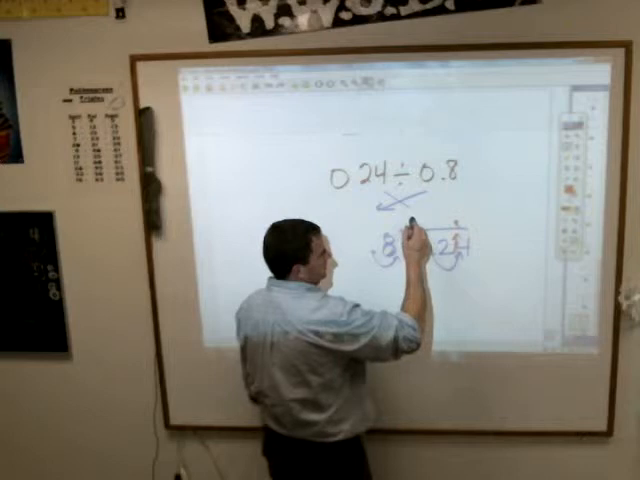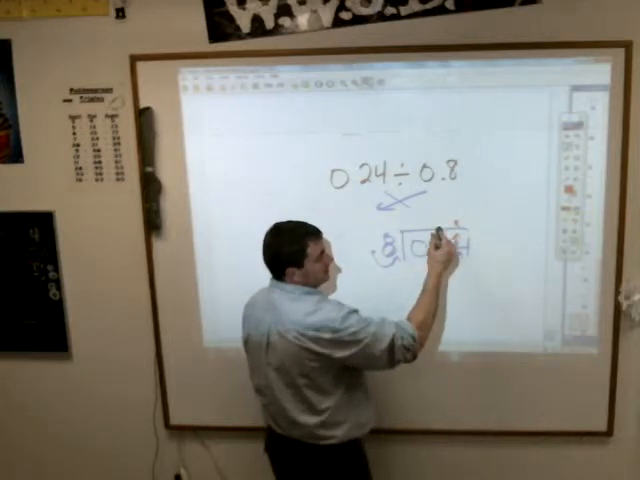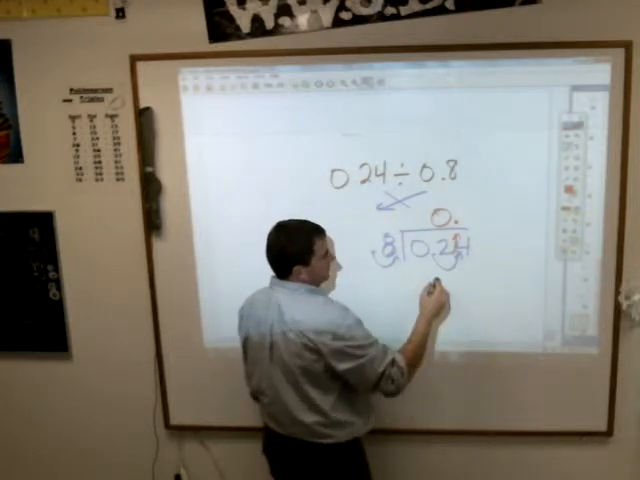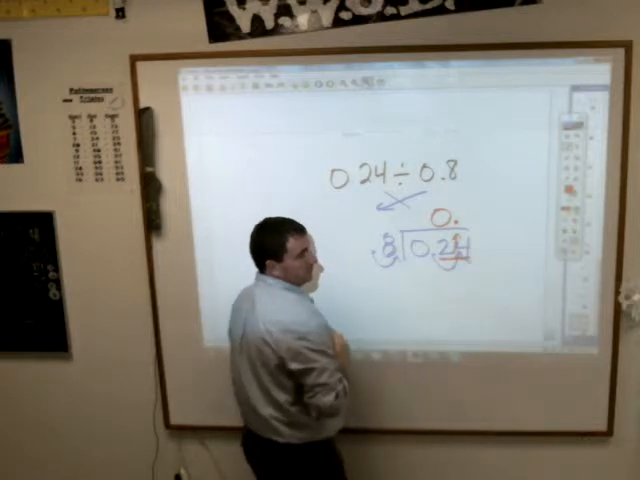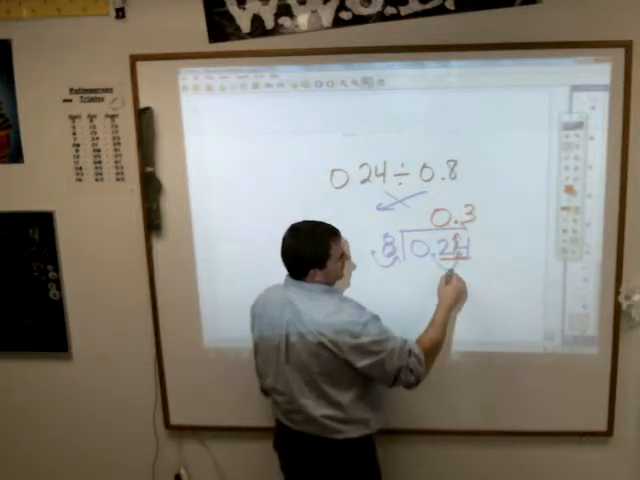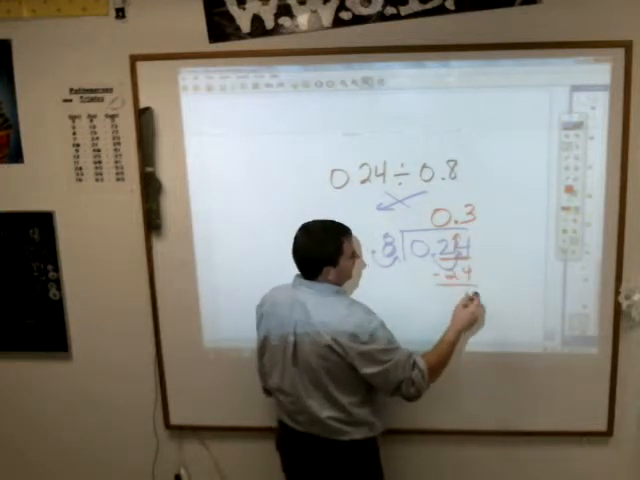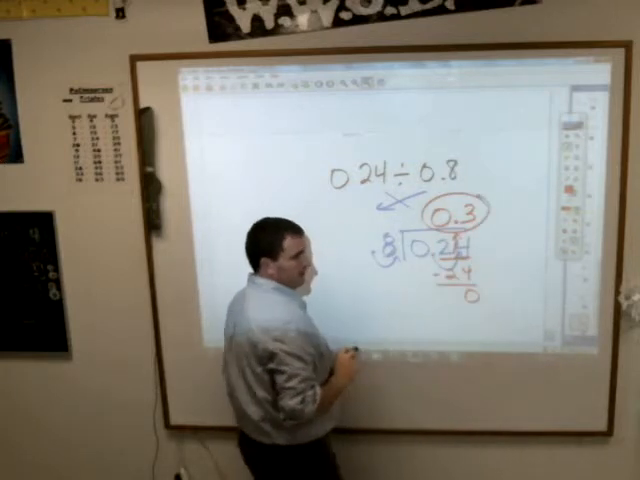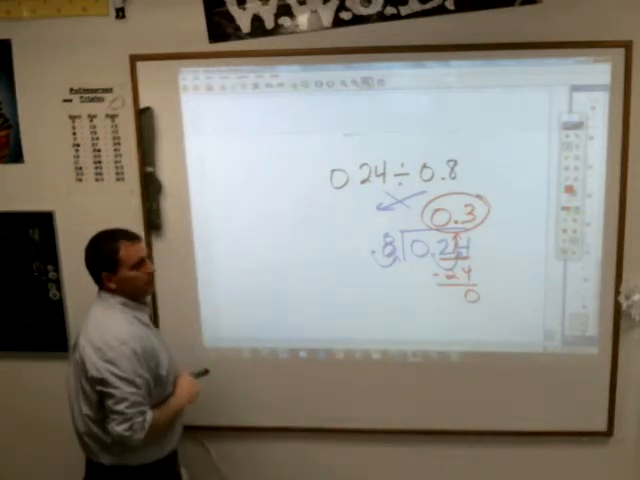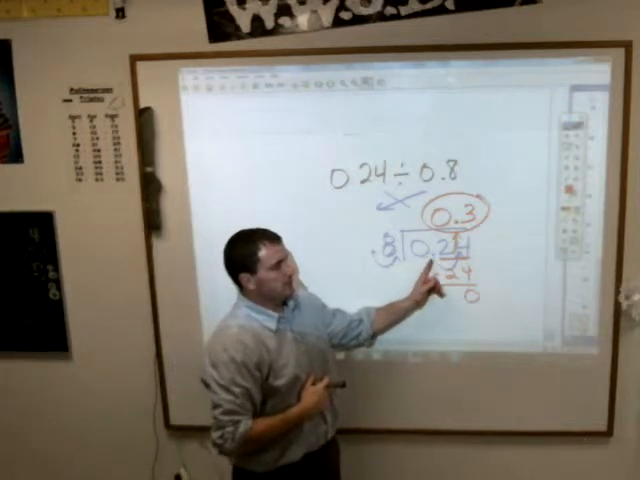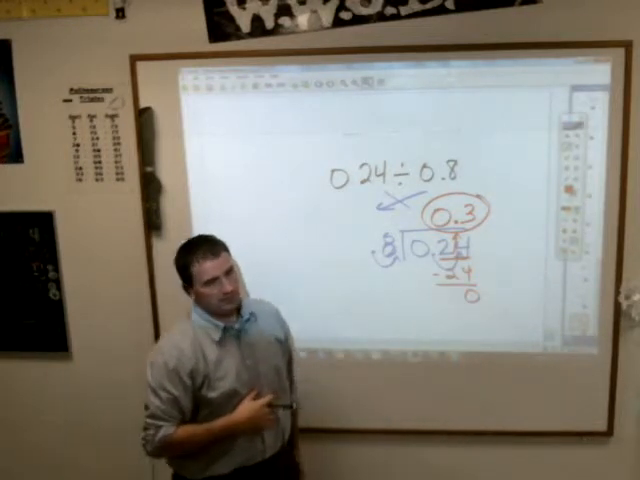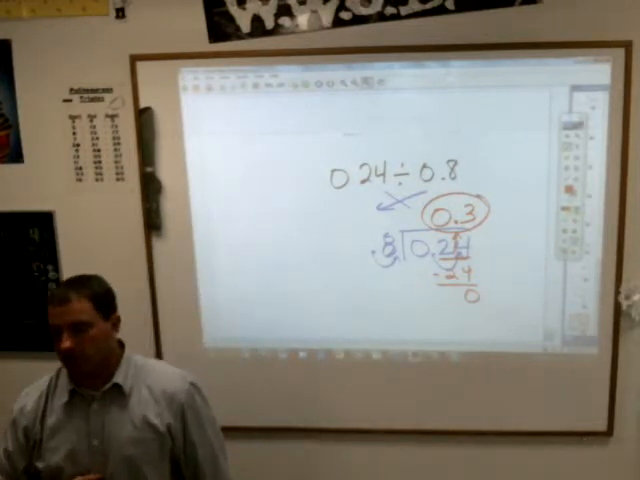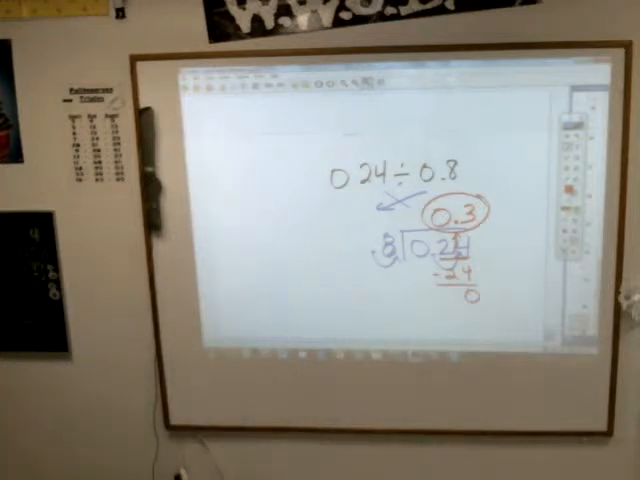8 doesn't go into 0, you don't have to put the 0 there. 8 doesn't go into 2, but you can put the 0 there. How many times does 8 go into 24? 3 times, which is 24, and there's nothing left over. So it should be 0.3. You gotta be careful with, did you move this decimal over? Okay, you gotta do that. Otherwise, your answers will be very much in the wrong way.